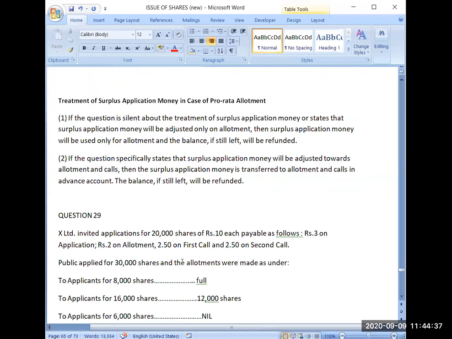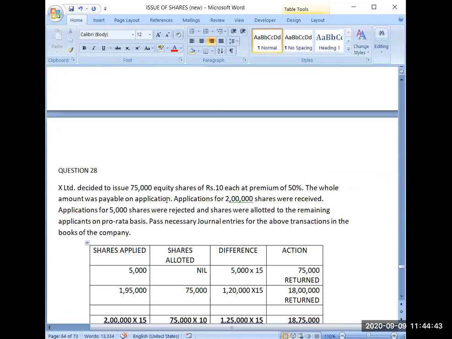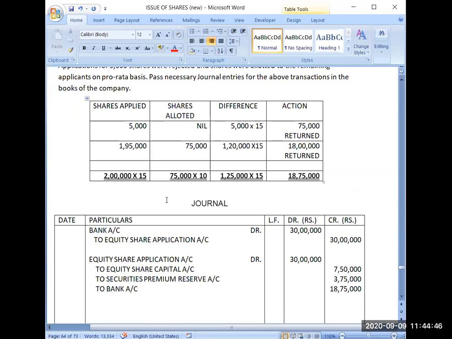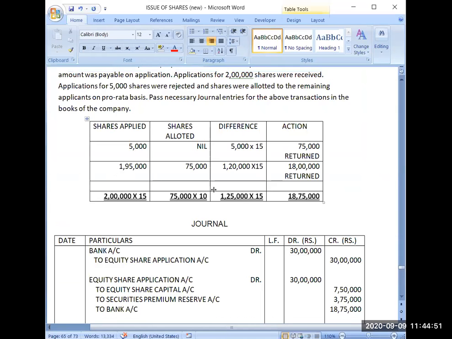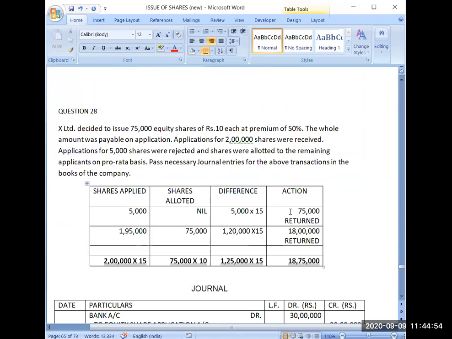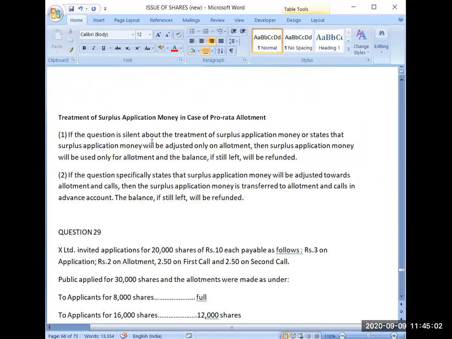Now we are moving to the next part. Suppose in this question we have collected all the 15 rupees on application, but sometimes we collect the amount in installments. Then what will you do with the excess money, what to do if you are having some further installments also? What are the rules? So the first rule is, if the question is silent about the treatment of surplus application money or states that surplus application money will be adjusted only on allotment. Two parts are there. Read them carefully.